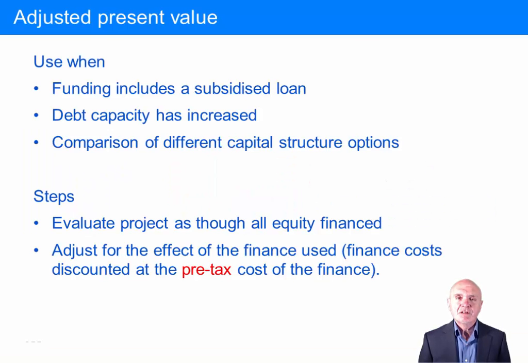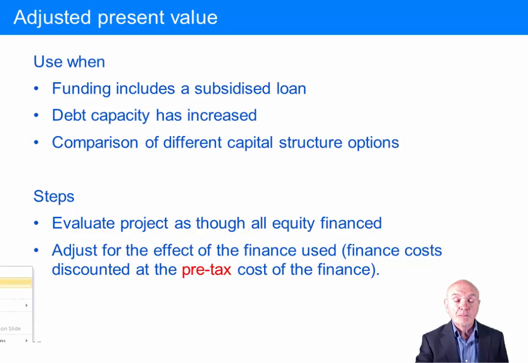The next topic we have to deal with in the overall subject of business and gearing risk is known as adjusted present value. This is used when, for example, funding includes a subsidized loan, or when the debt capacity is increased, or where we are funding the project by something other than just equity, really. And the steps are set out here.